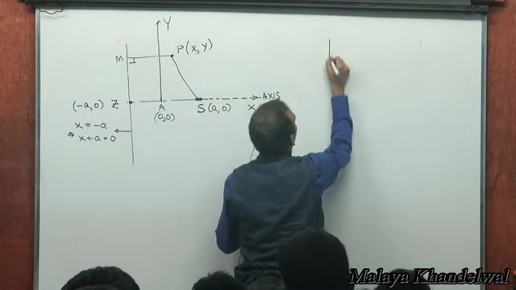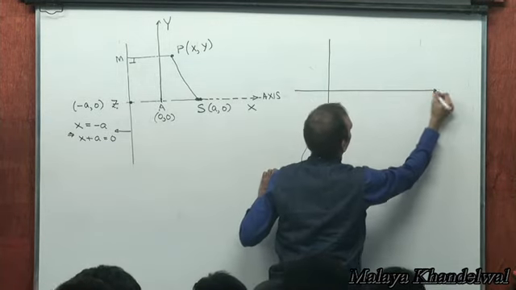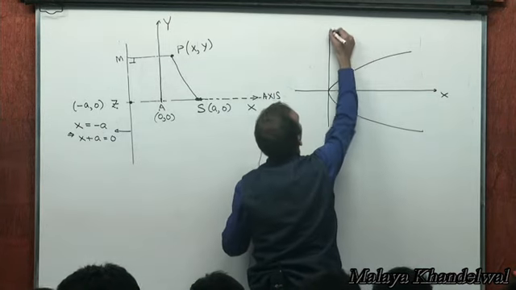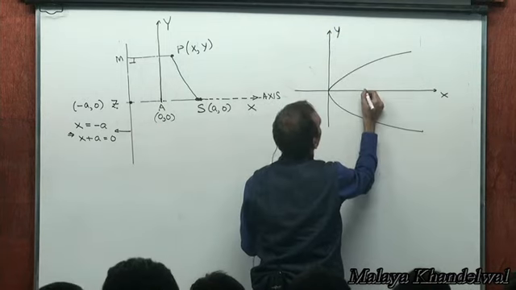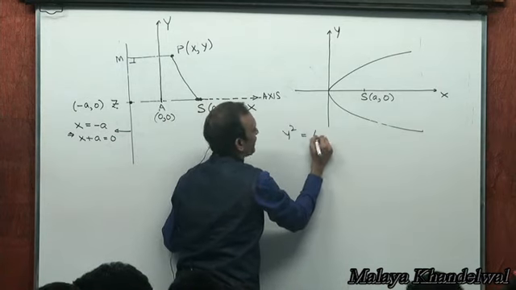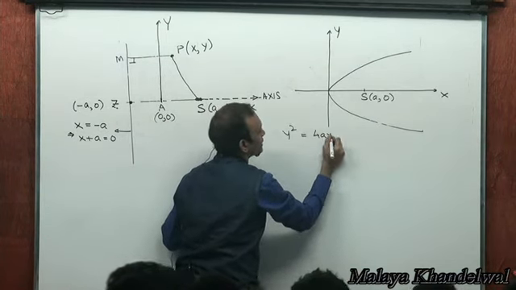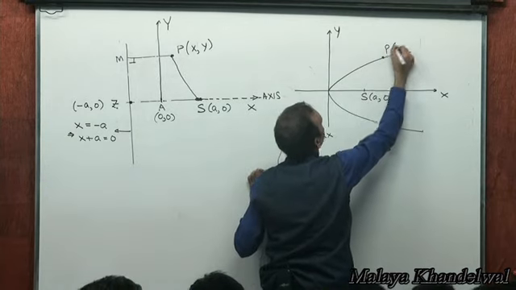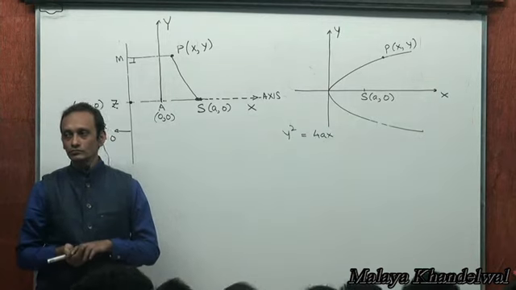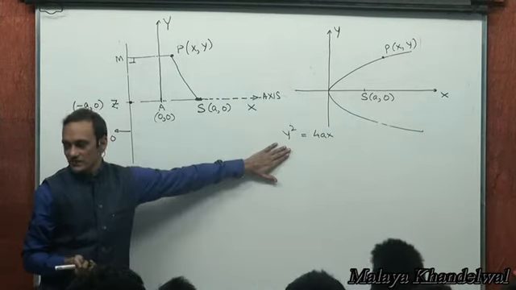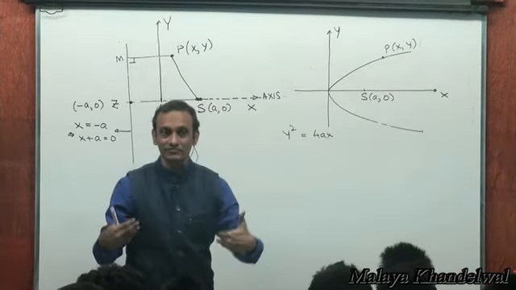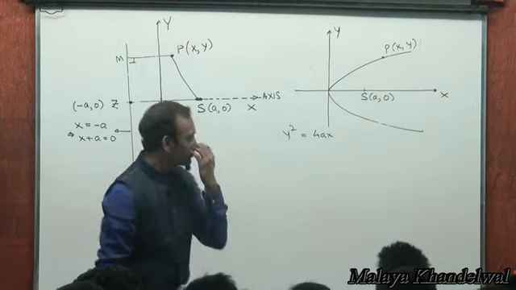Now, any point on this parabola, this standard parabola, symmetric about the x-axis. The x-axis is the axis of symmetry of this parabola, with focus S (a, 0). Y squared equals 4ax. Any point P on this standard parabola will satisfy this condition, where 4a is a property, the latus rectum of the parabola.